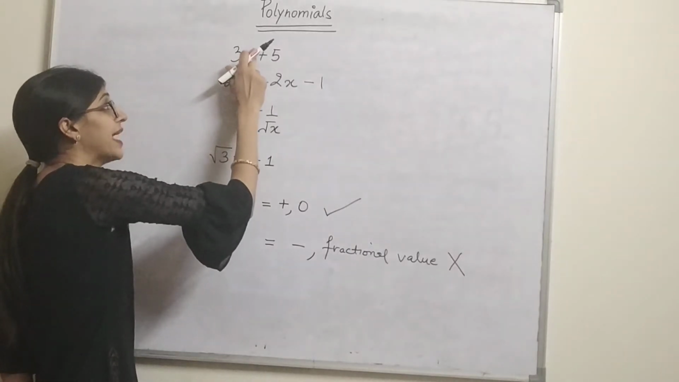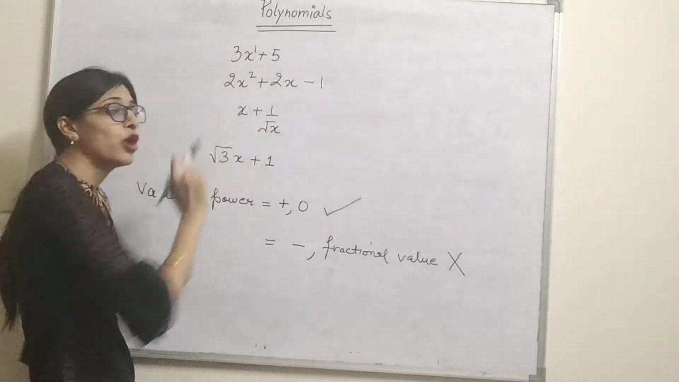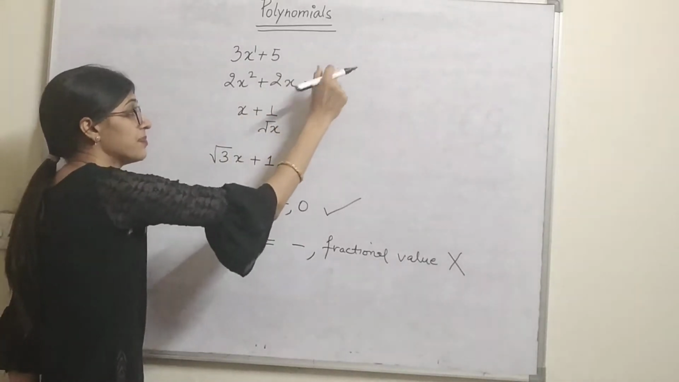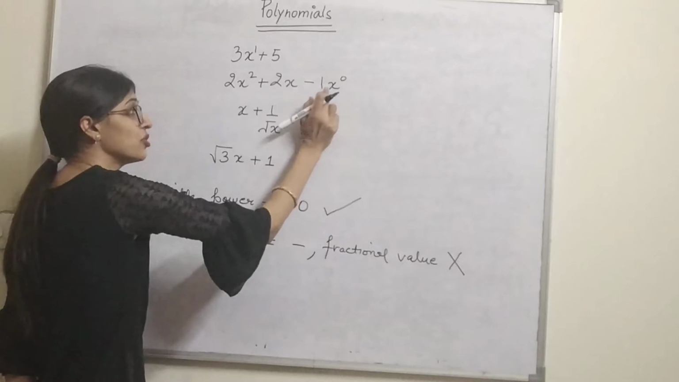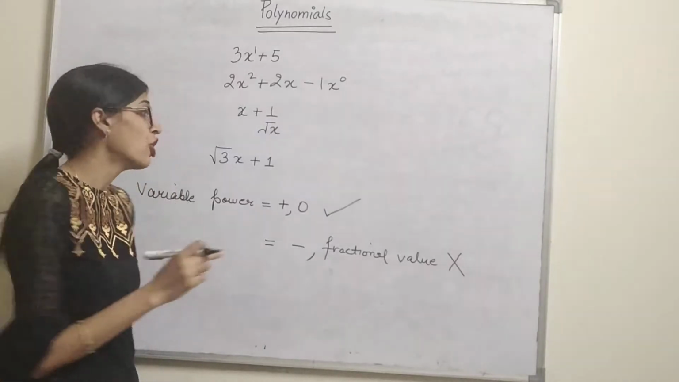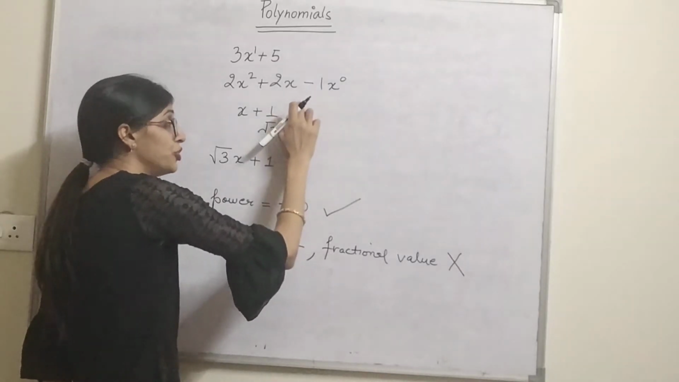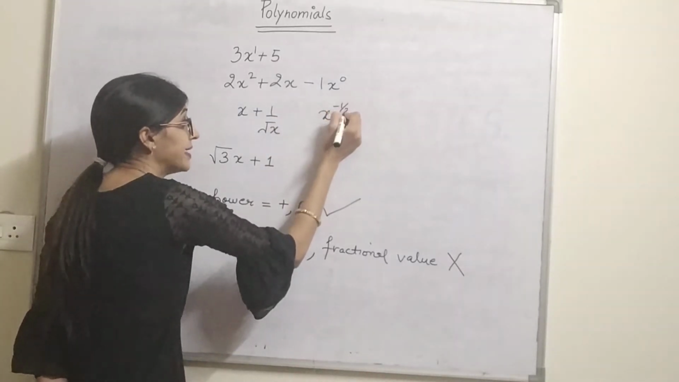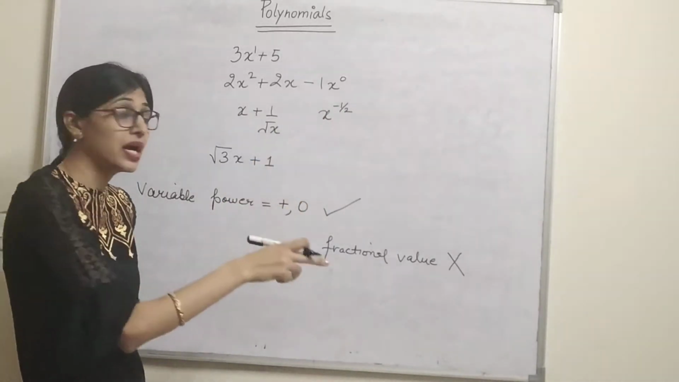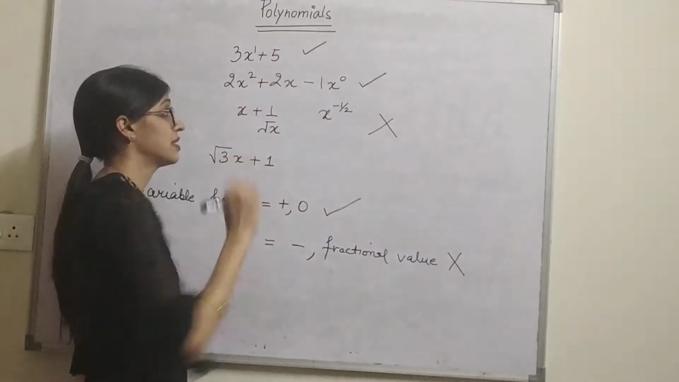Here the power of x is 1. It is a positive value, so it is a polynomial. Here the power of x is 2, 1, and x power 0, because anything raised to power 0 is 1 only. So these are our positive powers. So this is a polynomial. Here the power of x is 1 by 2, and when I take this x to the numerator, it becomes x power minus 1 by 2. First of all, it is negative. Second, it is also a fractional power. So this is not a polynomial. This is a polynomial. This is a polynomial.